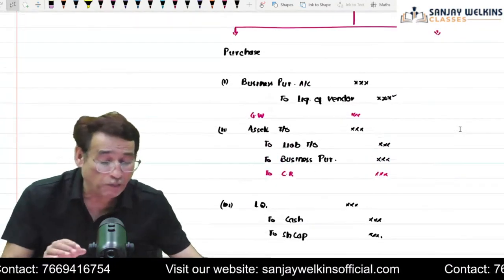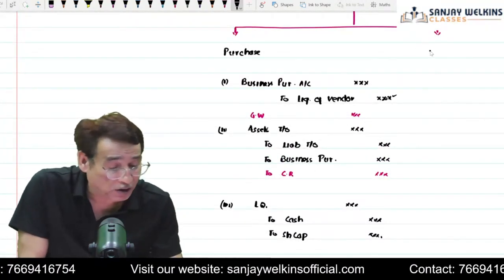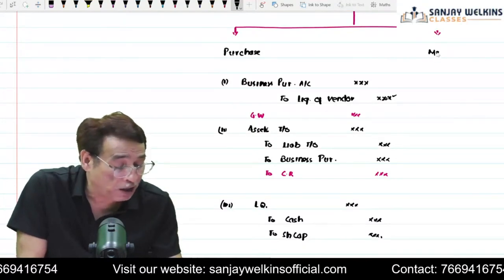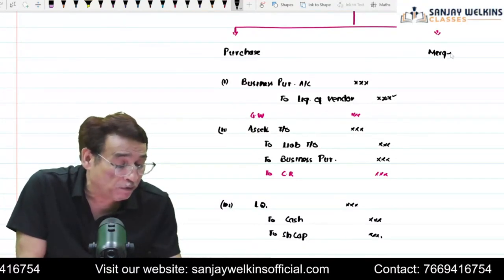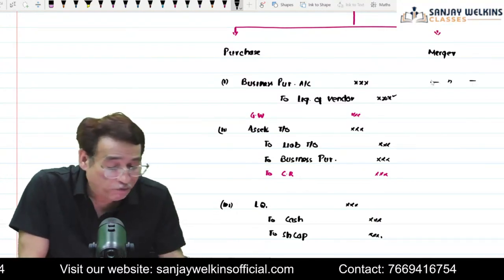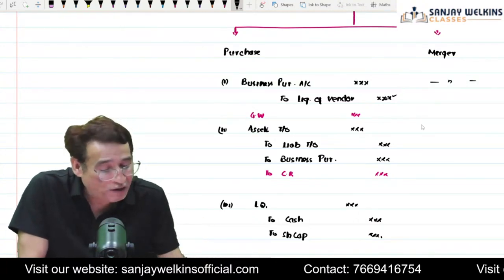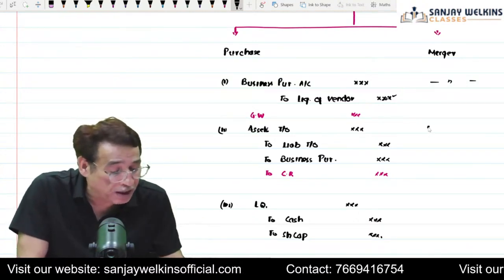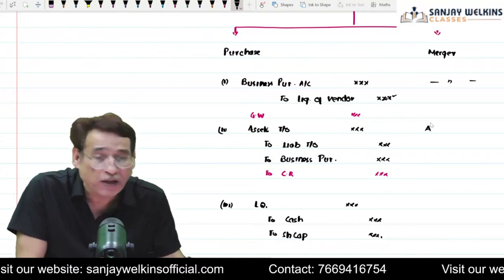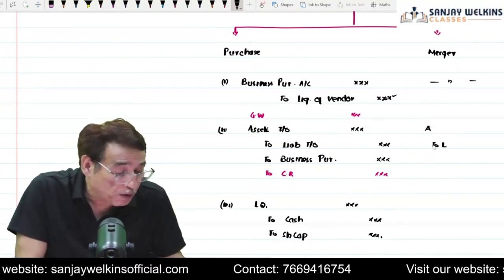Now, another important point is that if it is a case of amalgamation in the nature of merger, what will be the difference? The first entry will be the same. First entry will be business purchase account debit to liquidator account. Even the second entry will be almost the same. Asset account debit but at book value. Liability account but at book value.